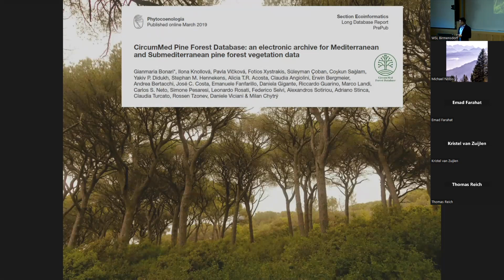And this compilation of data now has the name of CircumMed Forest Database, because in time it includes also other forest types, not only pines. So the original name is CircumMed Pine Forest Database, but now it became CircumMed Forest Database, which I think is quite interesting for you, even though I imagine you have your focus on Switzerland, but maybe not only.